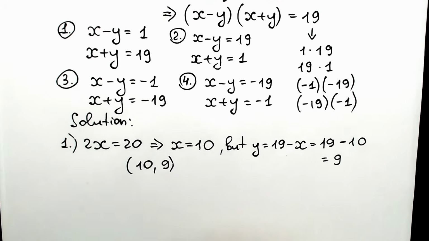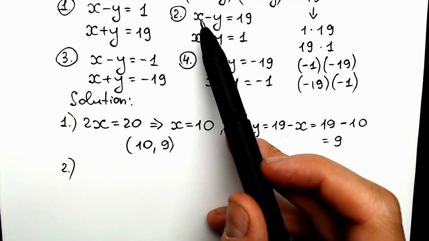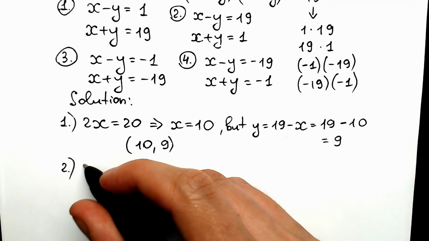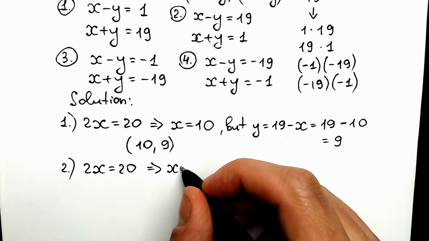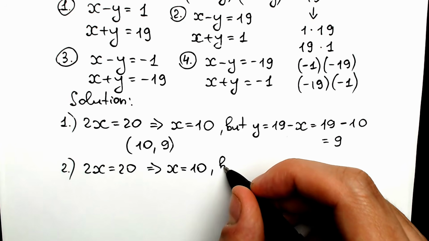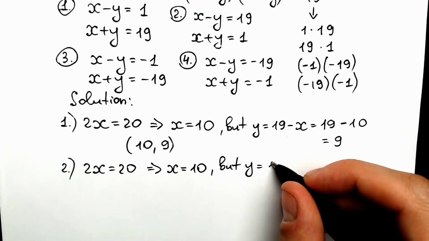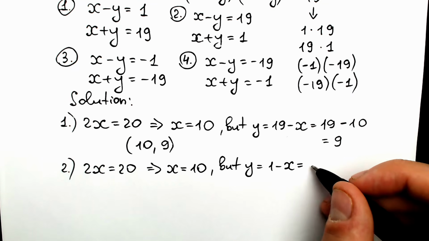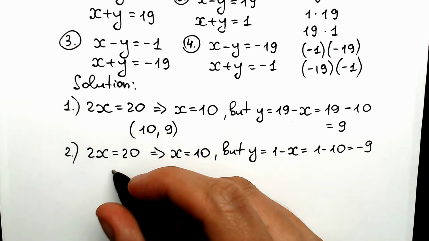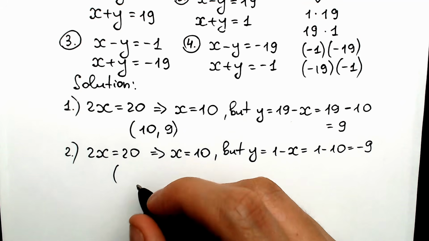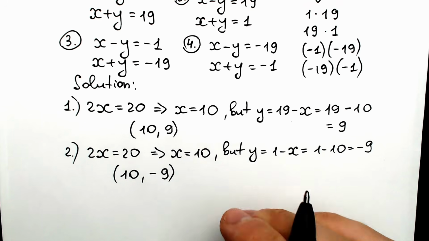Okay, with the same logic, let's solve our second system of equations. We have absolutely the same addition: 2x equal to 20, and from here our x is equal to 10. What about y? Y equal to 1 minus x. So we have 1 minus 10 equal to minus 9, and we have our second pair: x equal to 10 and y equal to minus 9. So we have 10 and minus 9. This is the second pair.